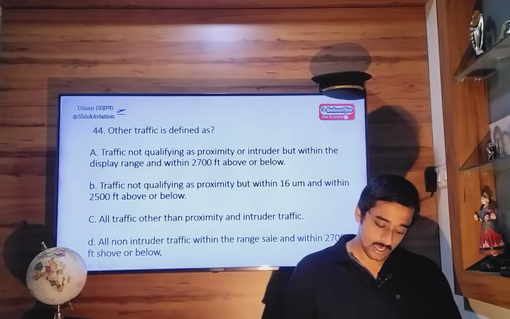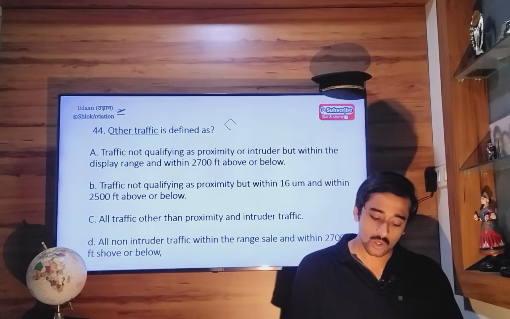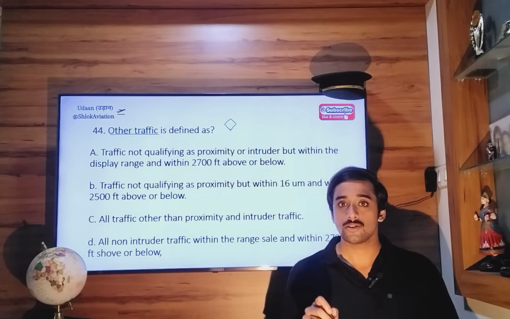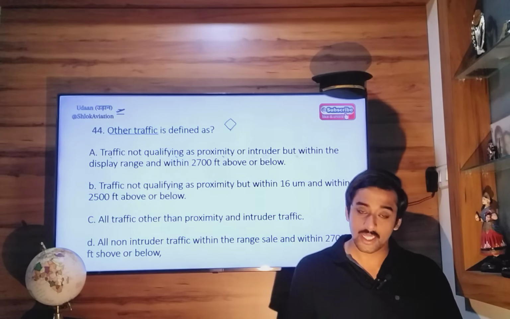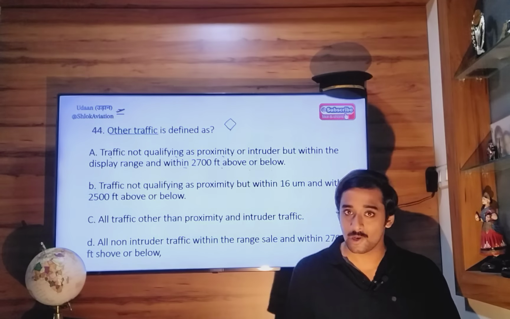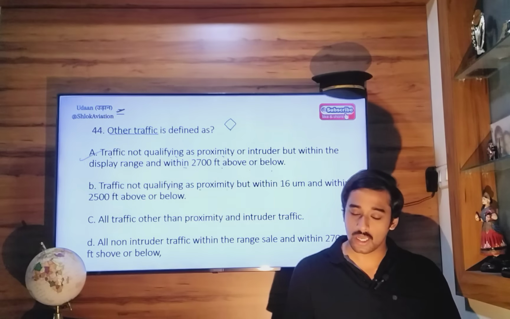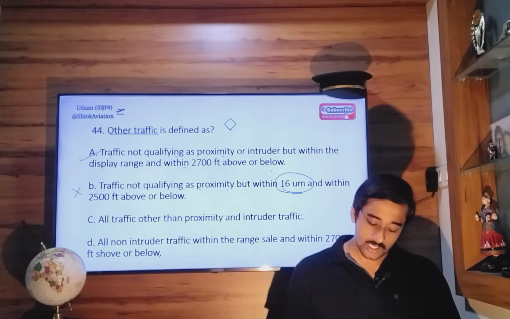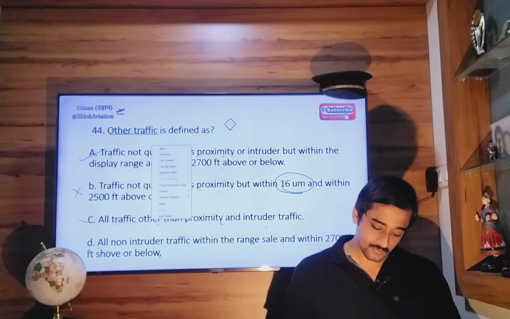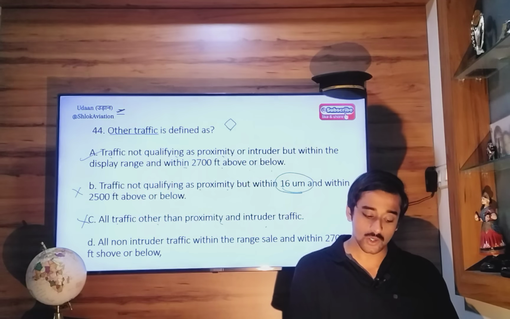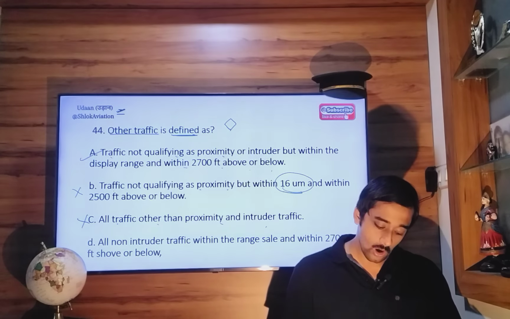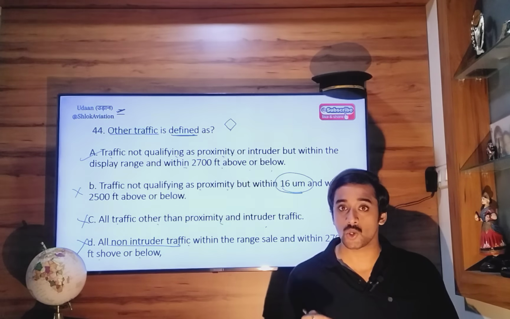Next, other traffic. Other traffic is any traffic which is not proximate traffic and it is indicated by a diamond which is hollow. We do not have any color inside it. So traffic not qualifying as proximity or intruder, but within the display range and within 2700 feet above or below, yes, sounds good. Traffic not qualifying as proximity, but within 16 nautical miles, no. All traffic other than proximity and intruder traffic, no. It's more or less okay, it's fine, but it's not the exact definition. They have asked us the definition. All non-intruder traffic within the range scale and within 2700 feet above or below. So not all non-intruder traffic, only that non-intruder traffic which is not proximate traffic.